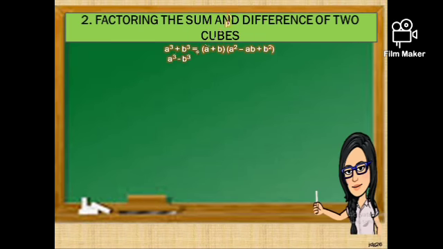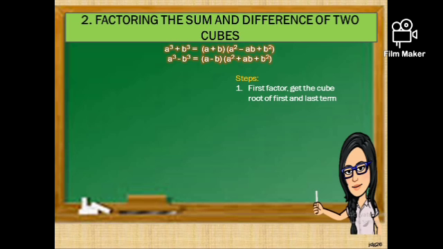Factoring the sum and difference of two cubes. We have a cubed plus b cubed is equals to a plus b times a squared minus ab plus b squared. And a cubed minus b cubed is equals to a minus b times a squared plus ab plus b squared. Here are the steps in factoring the sum and difference of two cubes.